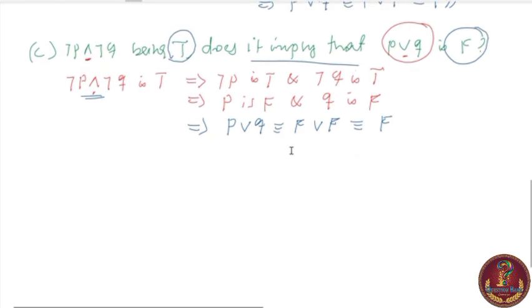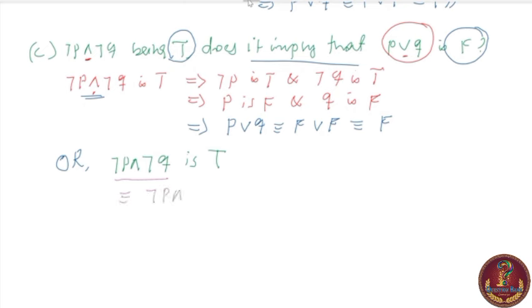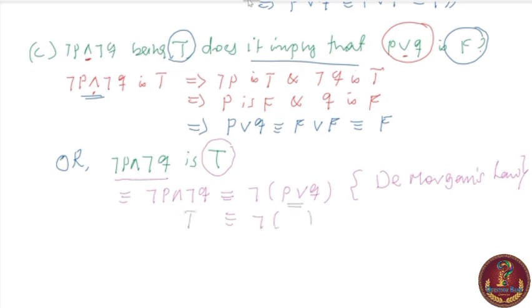You can also see it another way. The given information is the negation of P and negation of Q, and this is true. Remember that the negation of P and negation of Q can be written as the negation of P or Q, by De Morgan's law. So you see that the left side is true. The negation of some statement being true means this statement is false.